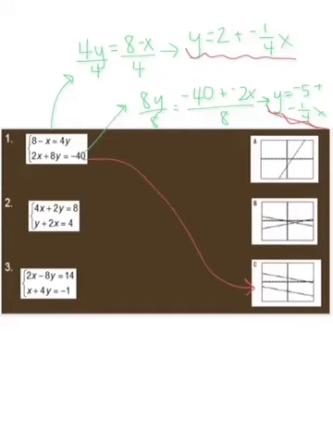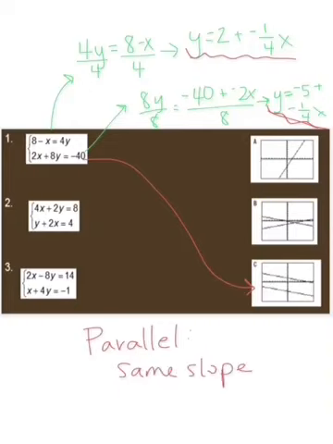For letter C, they have the same slope if they're parallel. So parallel lines are going to have the same slope, and they're going to have different y-intercepts, and there's going to be no solution because we don't have an intersection.